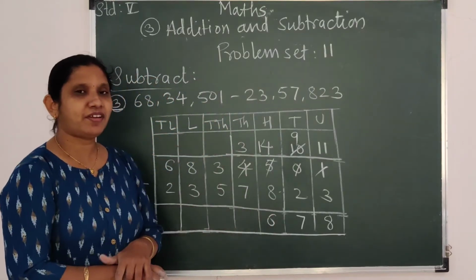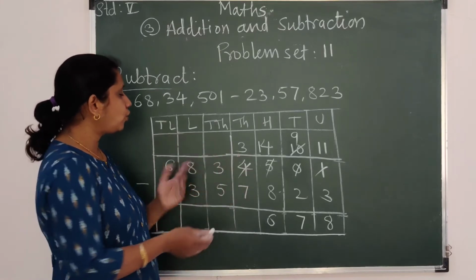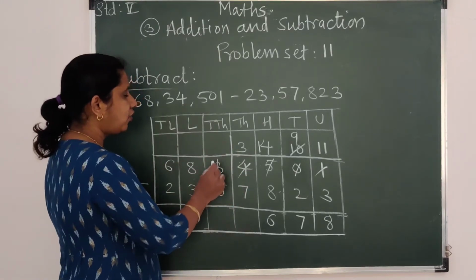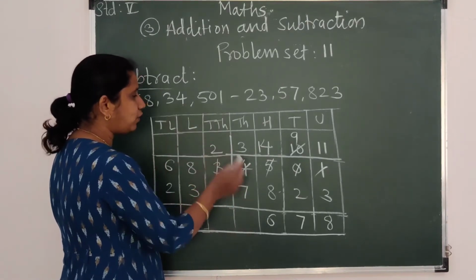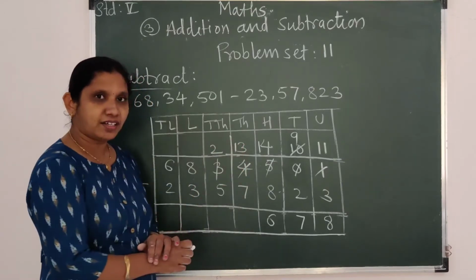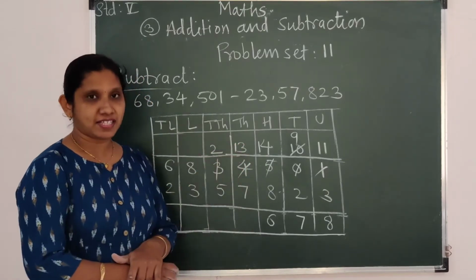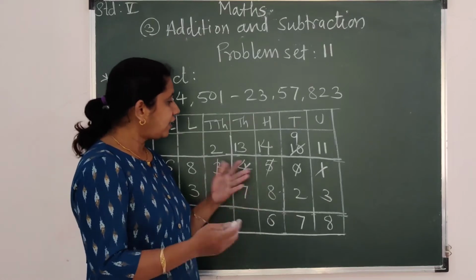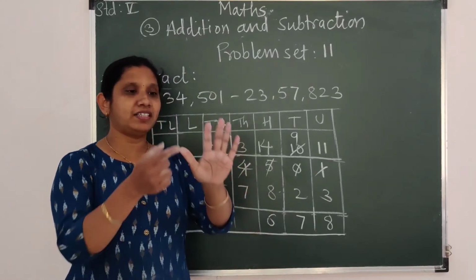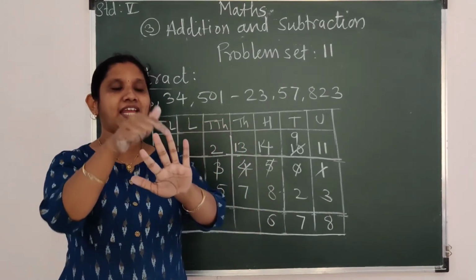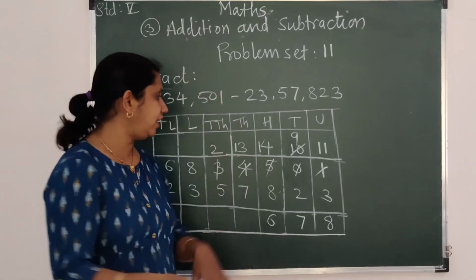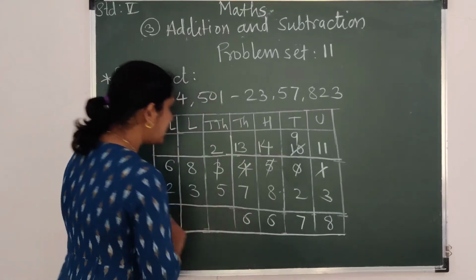Now 3 minus 7, again not possible. Go to the 10,000 place, cancel. We have to borrow, so here will remain 2. This number becomes 13. So 13 minus 7. Start counting again the fingers. 8, 9, 10, 11, 12 and 13. So our answer is here 6.